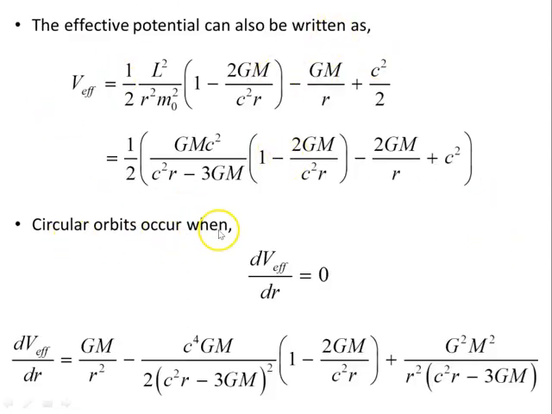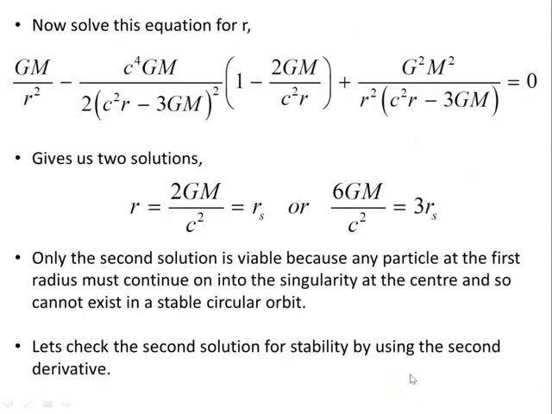Now, circular orbits occur. This is slide 16. Circular orbits occur when the derivative of the effective potential with respect to radial coordinate is 0. That derivative is this object here. The algebra for all this was covered in the previous slides on that video. And now we set that equal to 0 in order to determine the location of the circular orbits.